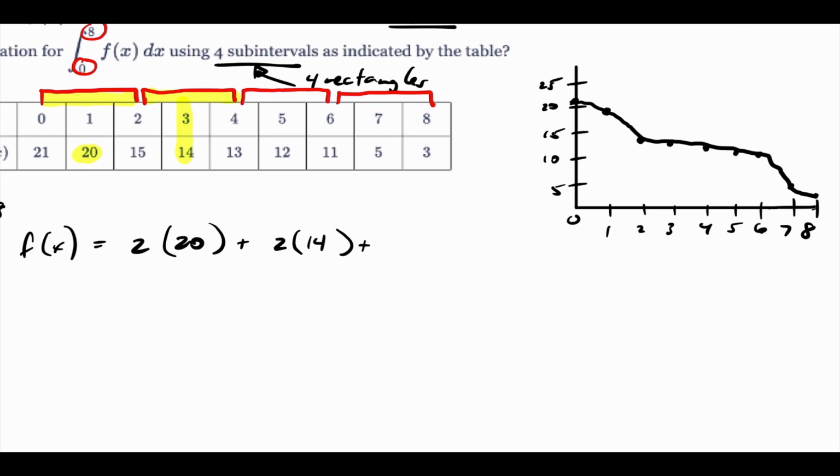And draw rectangles visually. Our first rectangle is going to be from here to here, and it's going to go up to here. That's our first rectangle. The second rectangle is determined by the height of the midpoint. The third rectangle, 5 is going to determine the height, and the height at 5 is 12. And then the height of the last rectangle is going to be determined by the y value at 7. The y value at 7 is 5.